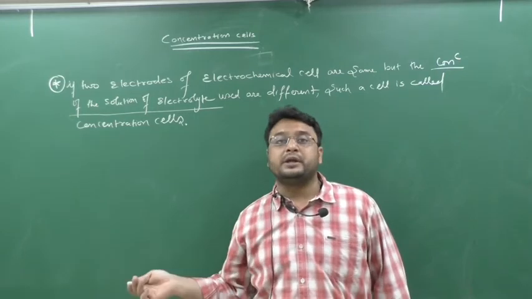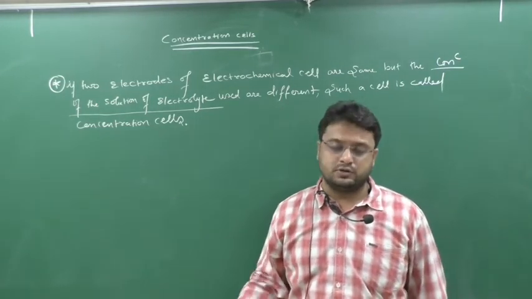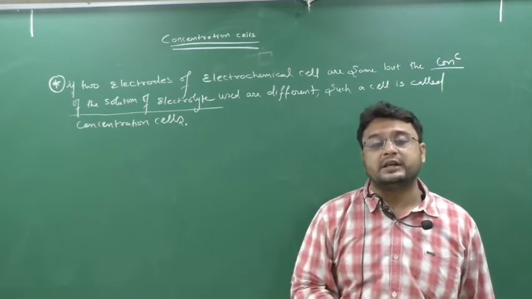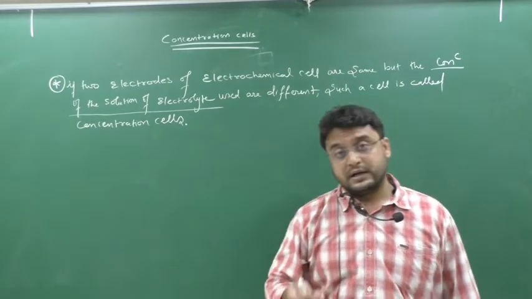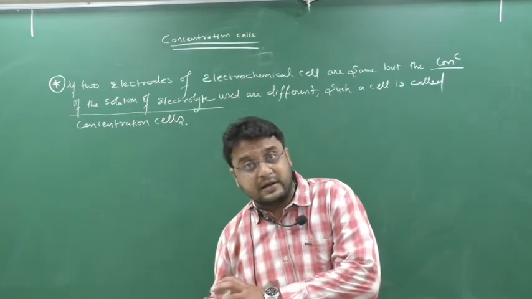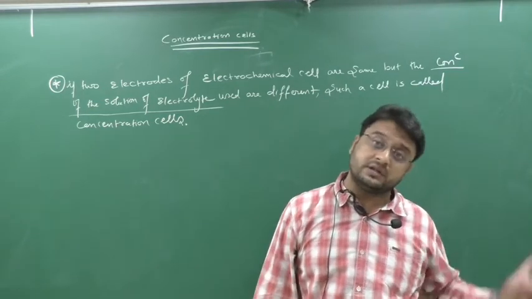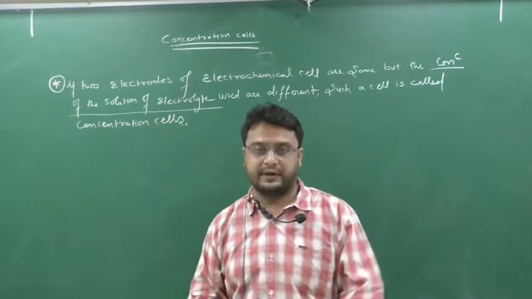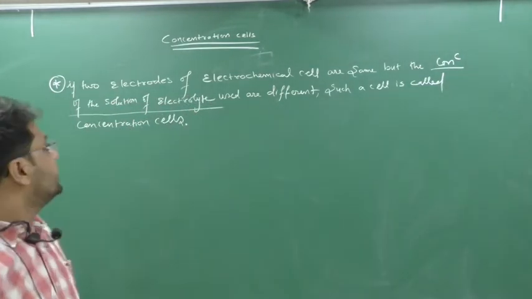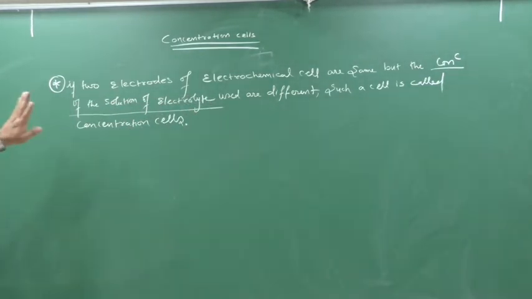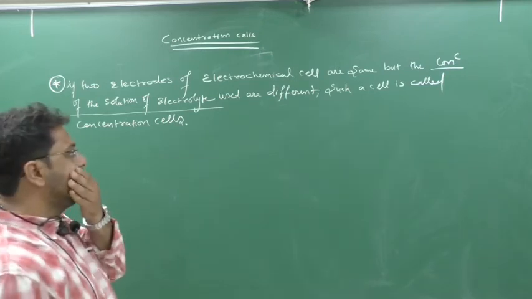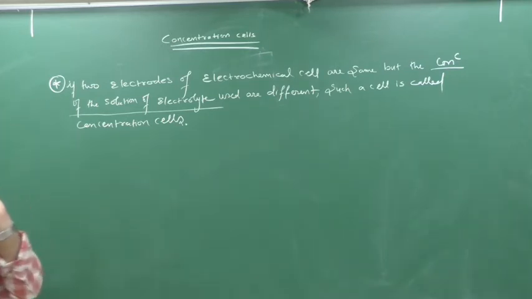In the anodic portion I am taking the electrolyte as silver nitrate. In the cathode portion also I will take the electrolyte as silver nitrate, but the concentration of silver nitrate in the anode and in the cathode will be different. Okay. So, write down this definition. If two electrodes of an electrochemical cell are the same, but the concentrations of the electrolyte solutions used are different, such a cell is called a concentration cell.